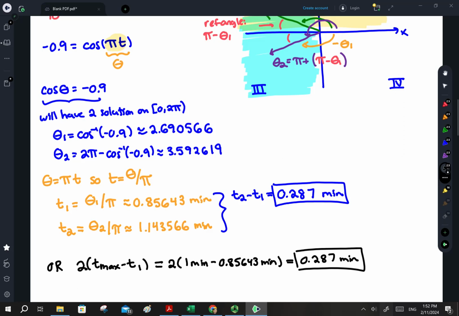So use whatever clicks the best in your brain, and I'm just recommending that you use the substitution method if you want to find the two times separately, and that you draw a sketch of the graph if you are going to do some sort of symmetry argument, and ideally you're drawing the graph every time because it does give you a better understanding of what's happening.